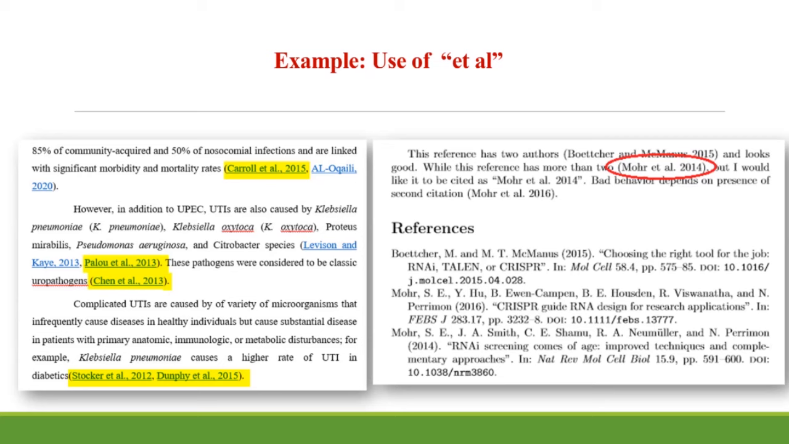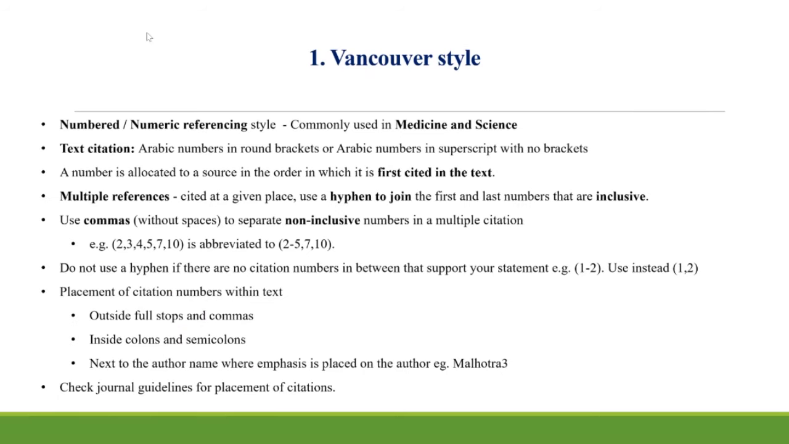Everywhere. If you are using numericals for in-text citations, then it's not a problem. You don't have to use it this way. But still, in the reference sections here, they have not used et al., but some of the referencing styles allow the use of et al. for more authors. So as we have explained in the presentation, there are different styles of referencing.